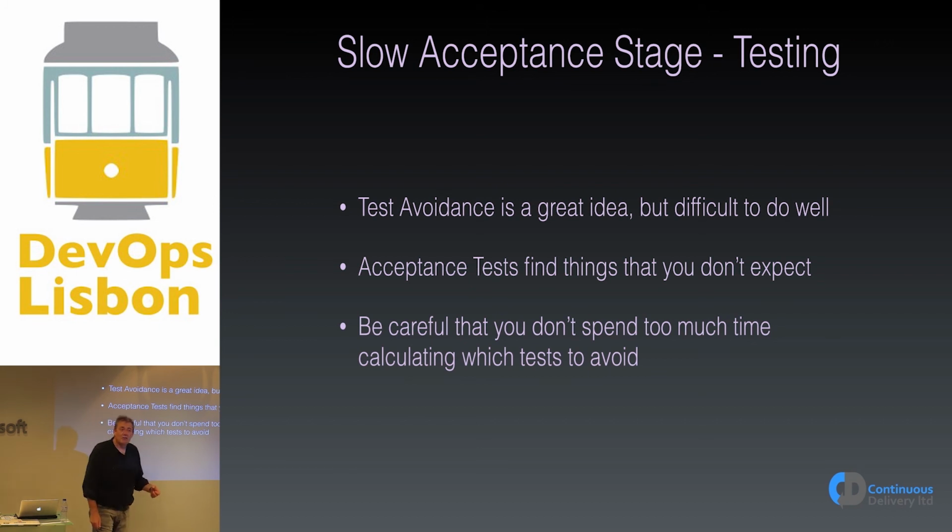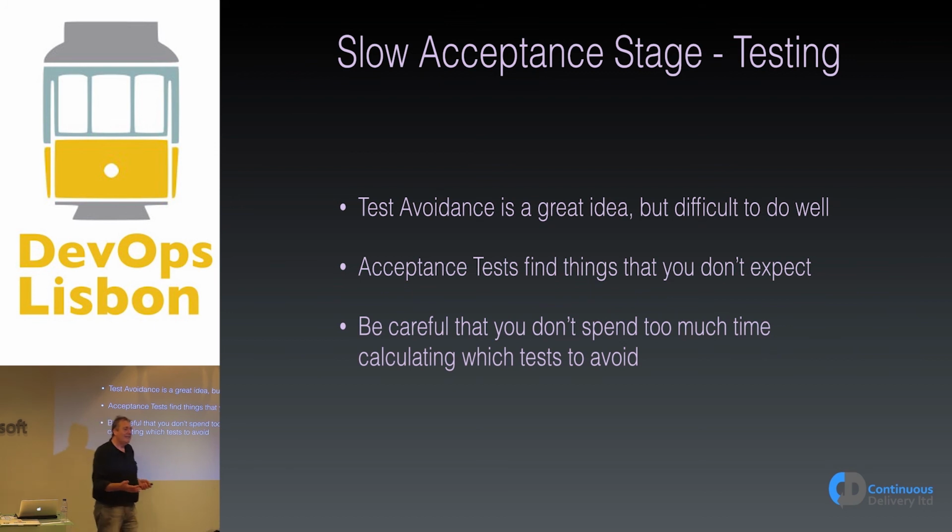So test avoidance is a good idea. Some of the biggest companies in the world work by test avoidance. What that is, is doing some kind of analysis on your change and deciding what tests are going to be affected by that change and only running those tests rather than running the whole test in the universe. That works. I confess, personally, I've never been able to make it work. And that's just because I wasn't clever enough to come up with a good way of it happening.